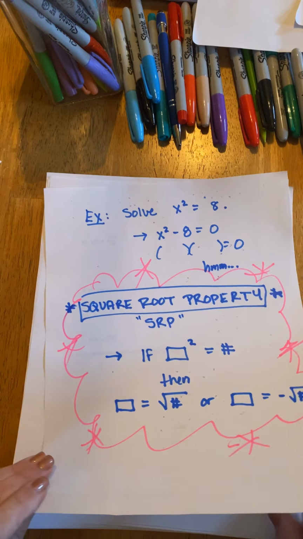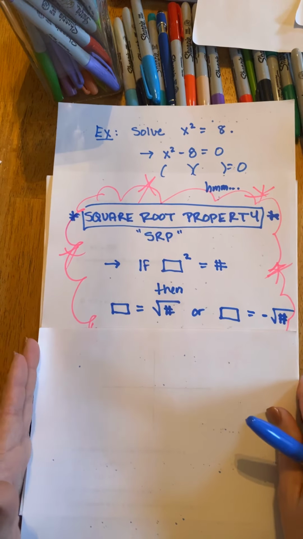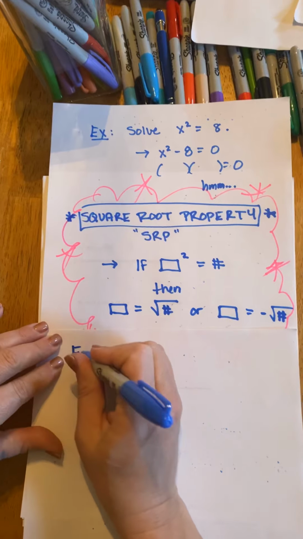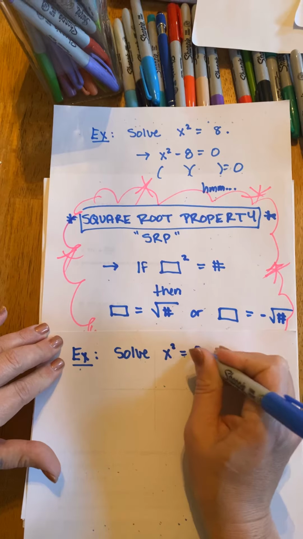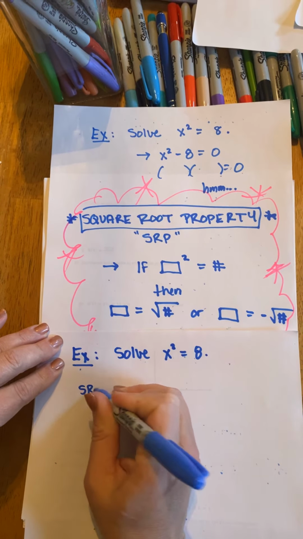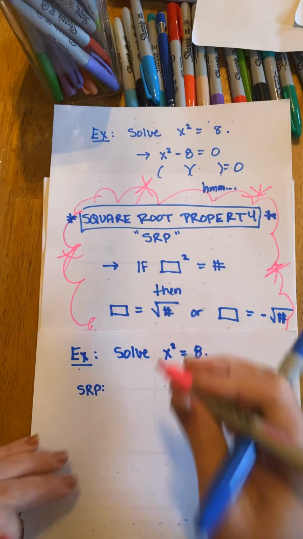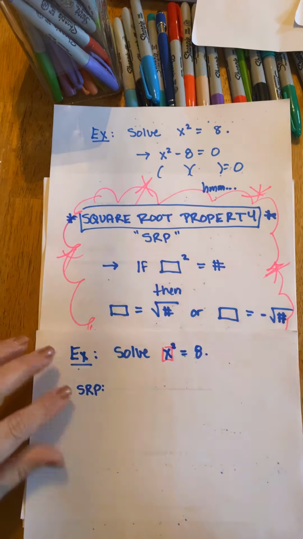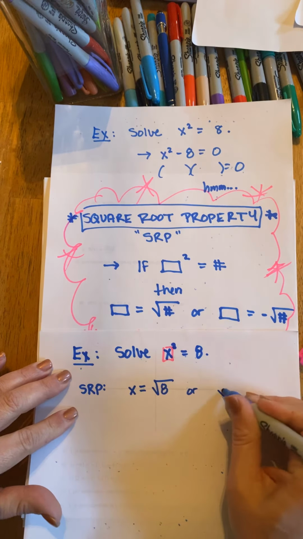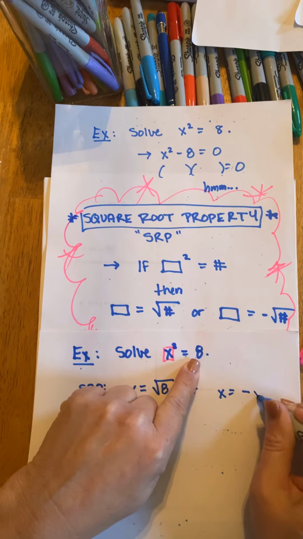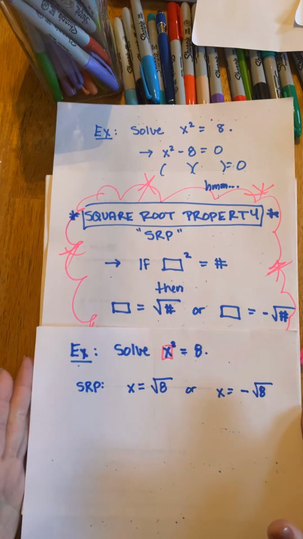X squared equals 8. So by the square root property, we can now solve x squared equals 8. The square root property says if something squared equals a number, then that something, so what we're squaring is just x, so the square root property says x is either equal to the square root of 8 or x is equal to the opposite of the square root of that number. It always has to be a number on the right side of the equation. Anything that involves x will be on the left side.